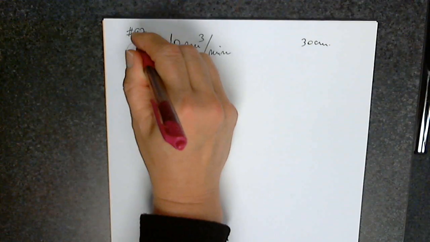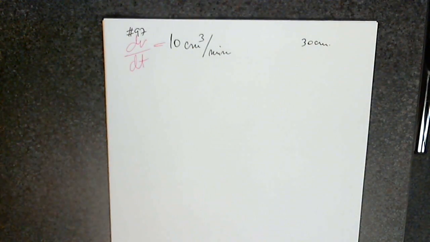What is given in the problem, first of all? They gave us dV/dt, right? Careful. The volume of a cube. Give us dV/dt. Good. How fast is the surface area increasing when the length of an edge is 30?